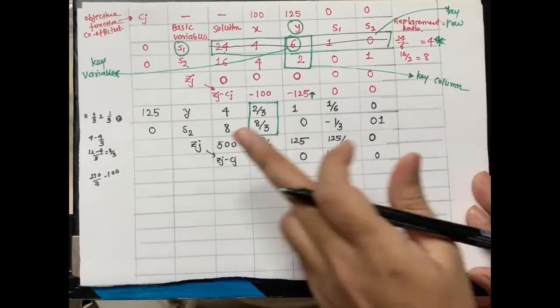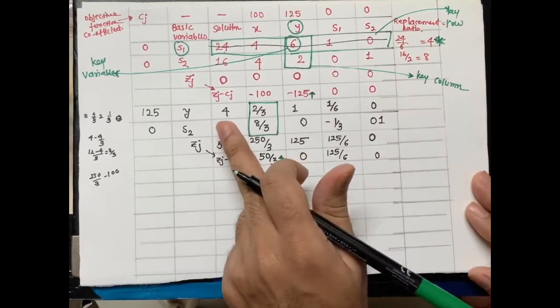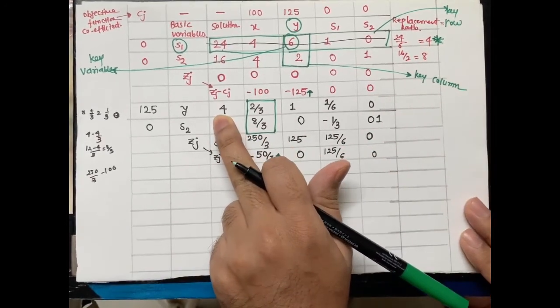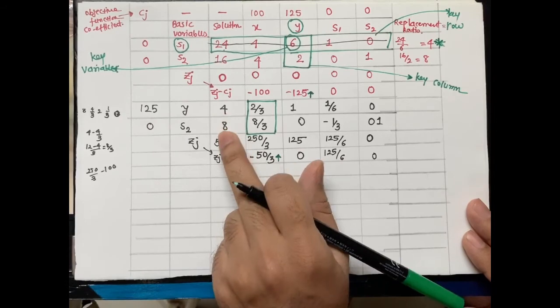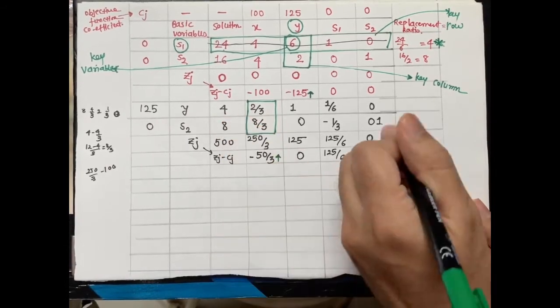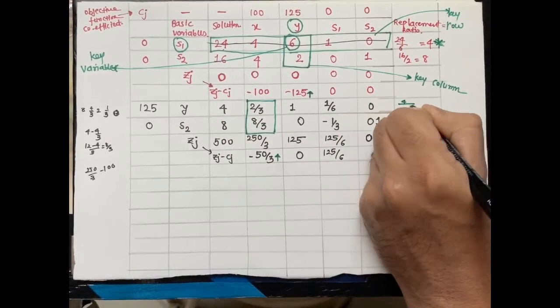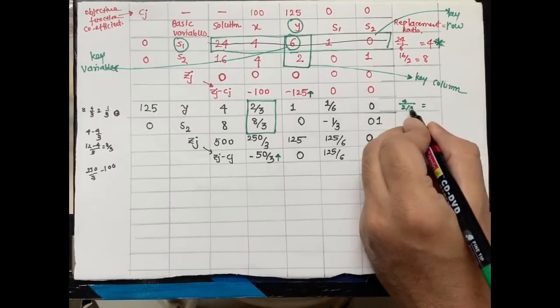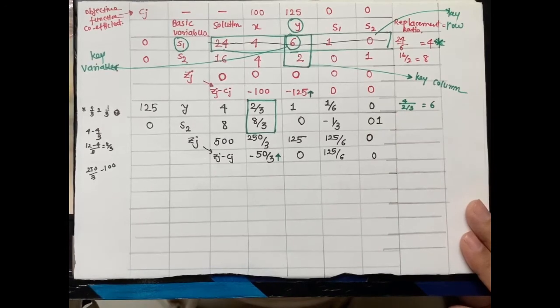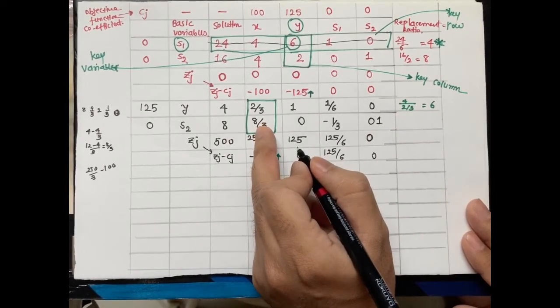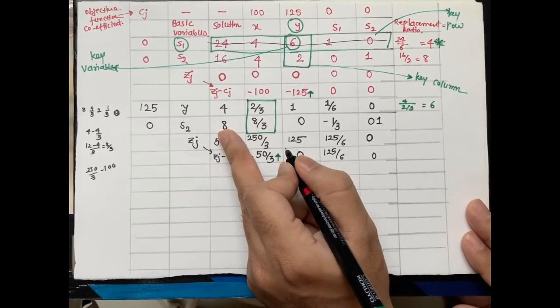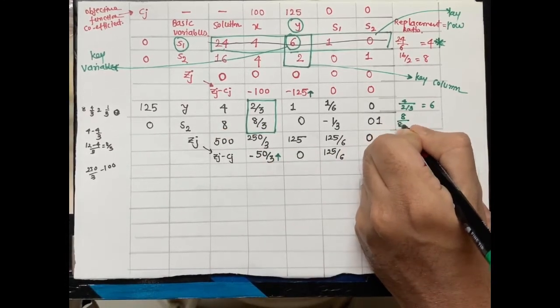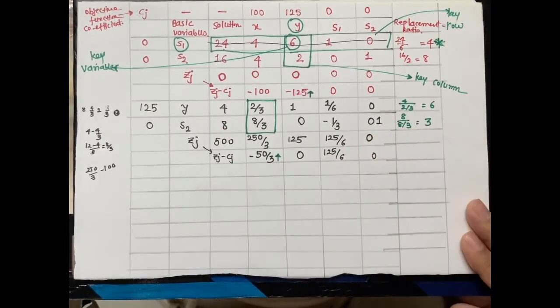How to compute the key row? For that I have to identify the replacement ratio. For the replacement ratio, the solution column has to be divided by the key column. So 4 divided by 2 by 3. So what value does it give me? 4 divided by 2 by 3: 12 divided by 2, that is 6. And here, 8 divided by 8 by 3, so that is giving me a 3.